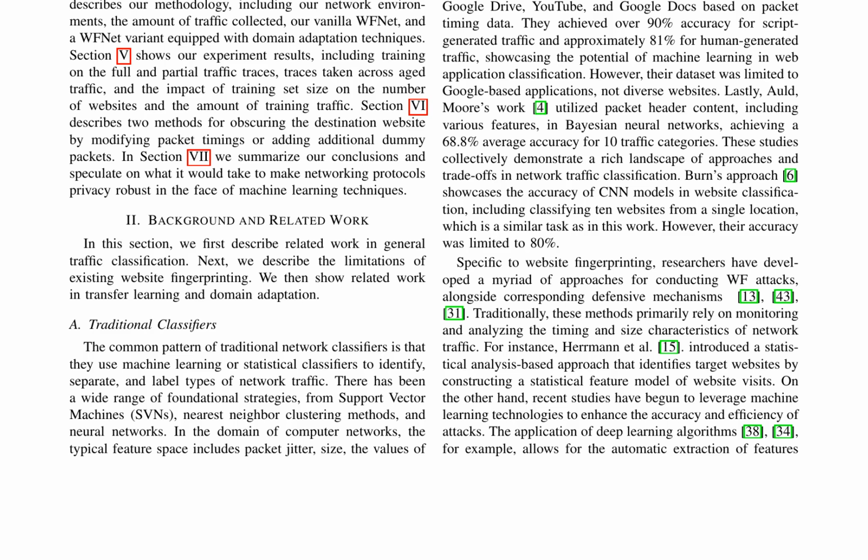The paper also summarizes information from figures, tables, and graphs efficiently, providing insights into the performance of WFNet under different conditions. The study concludes by summarizing its findings and speculating on what it would take to make networking protocols privacy robust in the face of machine learning techniques.